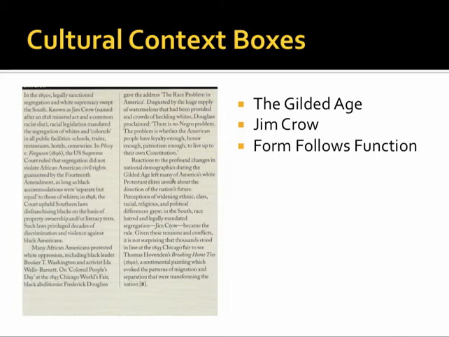So I think that these boxes are really important for us to pay attention to. They provide essential context for understanding the art that we're going to be looking at, not only in the chapter they discuss, but later. For example, Jim Crow is going to be essential for talking about the Harlem Renaissance, and form follows function is going to be a major idea in American architecture that we'll be chasing and tracing in the weeks ahead.